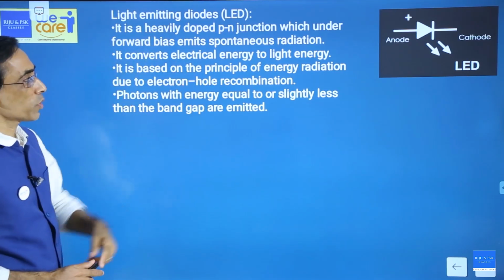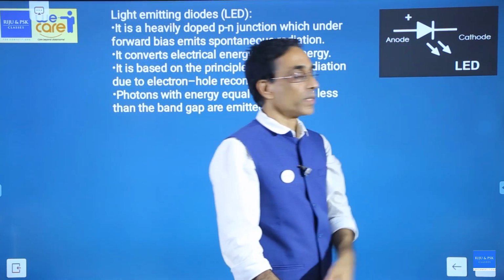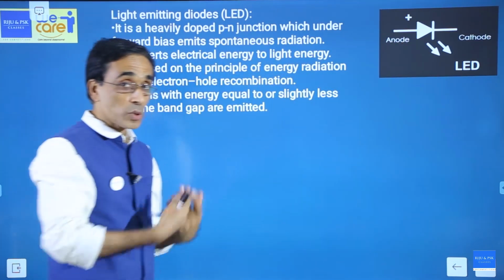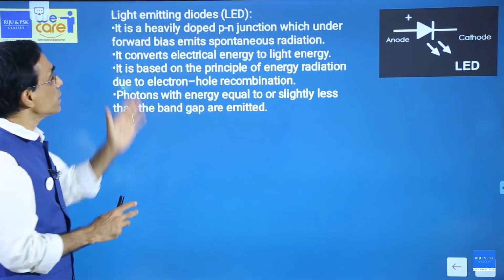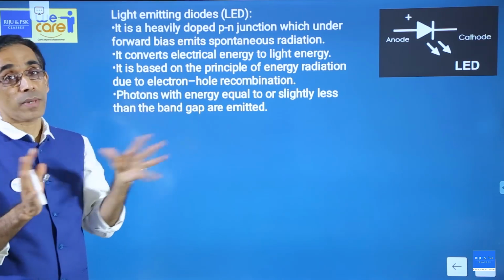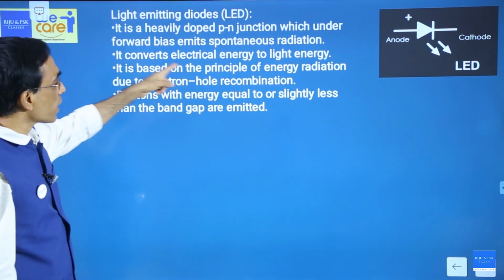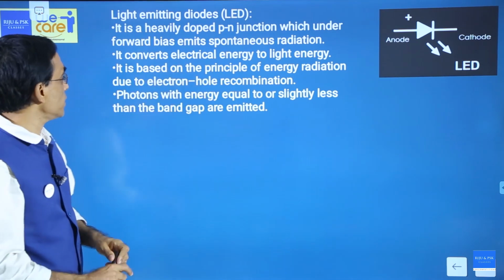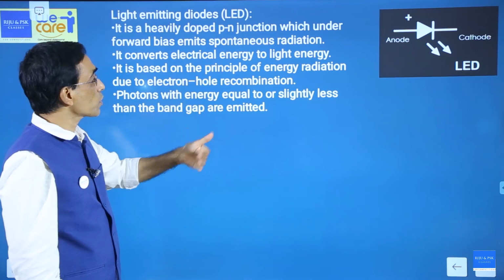Light emitting diode. It's a diode. See the symbol. Ordinary diode with a light coming out of that one. Photodiode was absorbing it. This is releasing it. And what is a light emitting diode? It's a heavily doped PN junction which is always used in the forward bias. Okay. The concept is this. It converts electrical energy into light energy based on the principle of energy radiation due to electron-hole recombination.